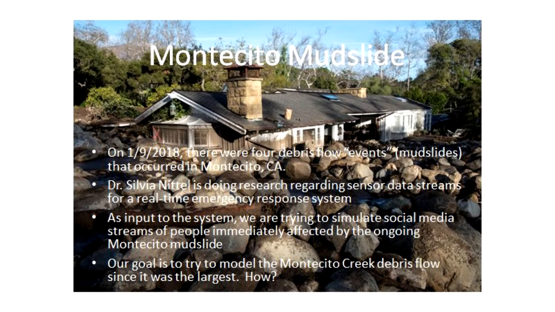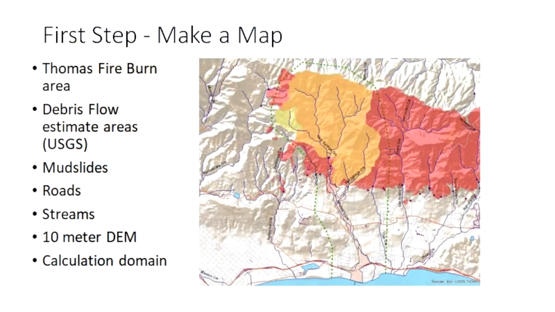As an input to this system, we are trying to simulate social media streams of people immediately affected by the ongoing Montecito slide. So our goal was to try to reconstruct this event. How do we do it? Our first task was to create a map.